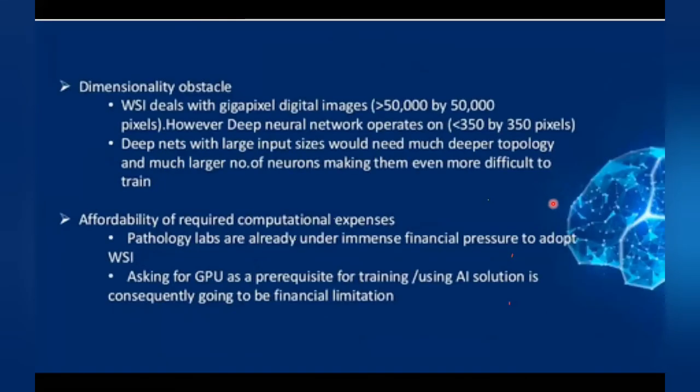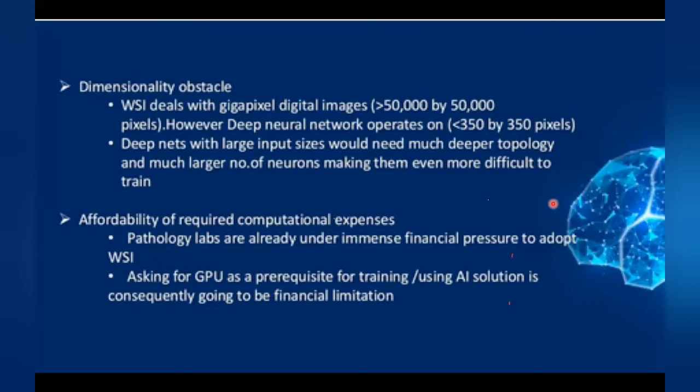Okay, so as I told you, these are gigapixel digital images, and the deep neural network actually works in less than 350 pixels. But the image in total is formed by more than 50,000 pixels. And the deep neural network, to write an algorithm, requires less than 350 pixels. You can see the amount of complexity it requires. And if you look into a large image, it can give rise to a lot of complex calculations, which can take a lot of time. So see, the dimension itself creates a lot of problems.